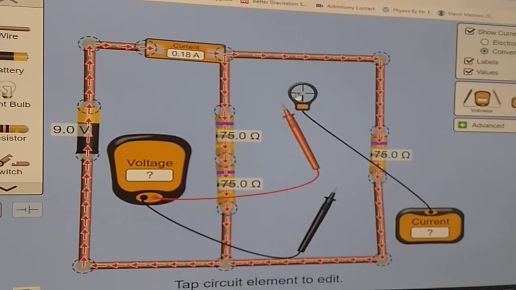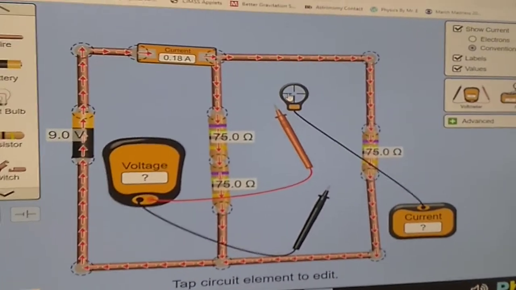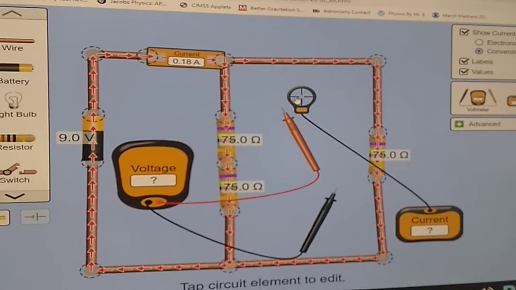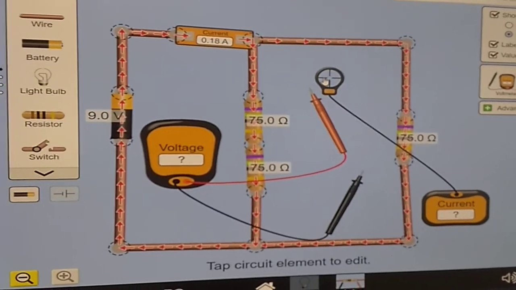So notice that the current is bigger in the branch with less resistance than the branch with more resistance. Okay, just like we found.